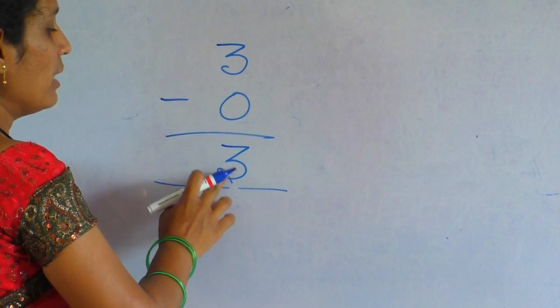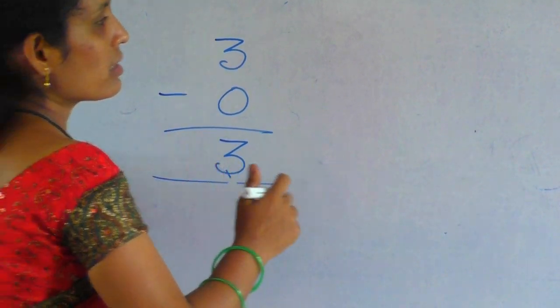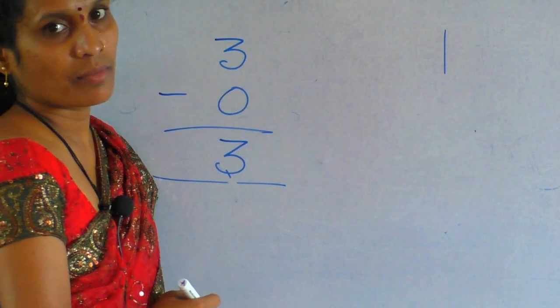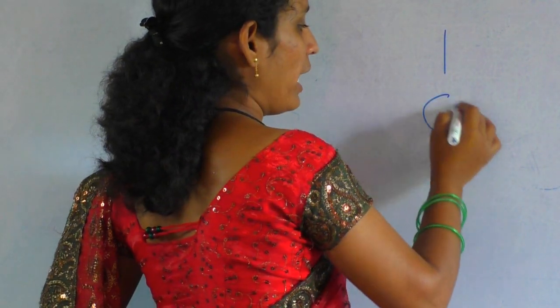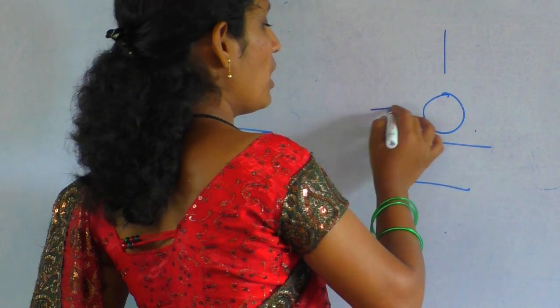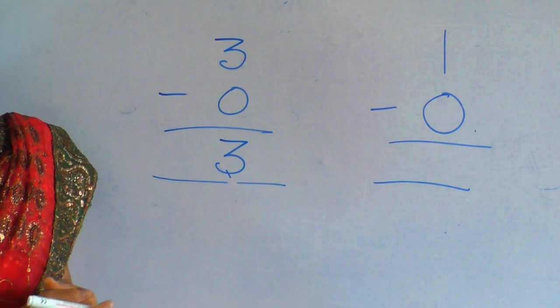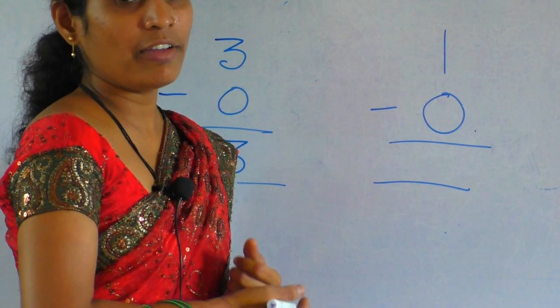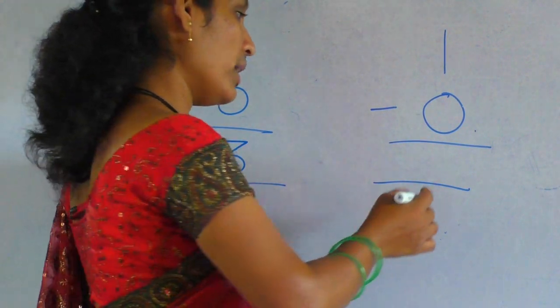Okay, the answer is 3. Next, I will give you 1 apple. You are not giving it to anybody. I said to give it to your sister, but you are not giving this apple to your sister. Then how many are left? 1 only.